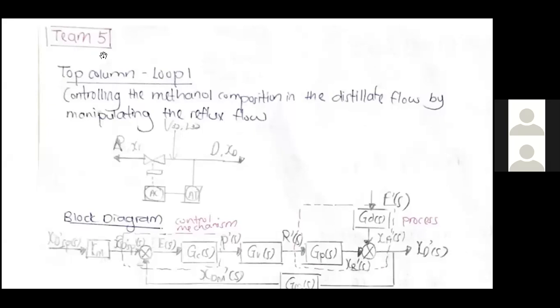Now I'm Wei Wang and I'm going to present the top column block diagram. The top column, which is loop 1, is used to control the methanol composition in the distillate by manipulating the reflux flow rate. So the manipulated variable in this column is the reflux flow rate, while the disturbance is the distillate flow rate. You can see the block diagram here.